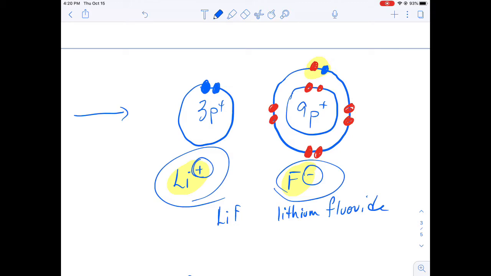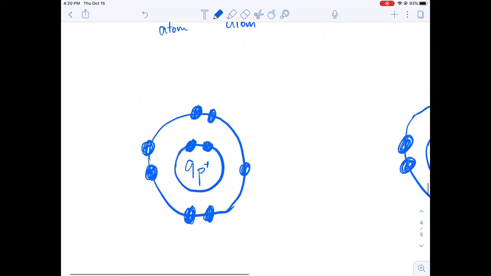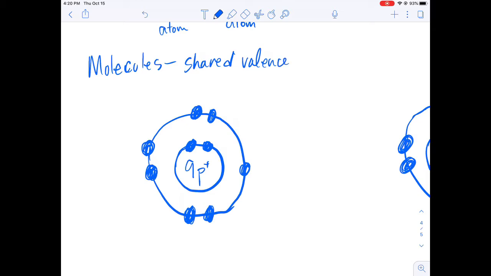But molecular bonding is different. If we look at molecular bonding, or molecular substances or molecules, they have shared valence electrons. And so they still want to have a full octet, but now instead of transferring, the nonmetal atoms are going to share the electrons. So molecular substances are made out of two or more nonmetal atoms bonded together with covalent bonds.